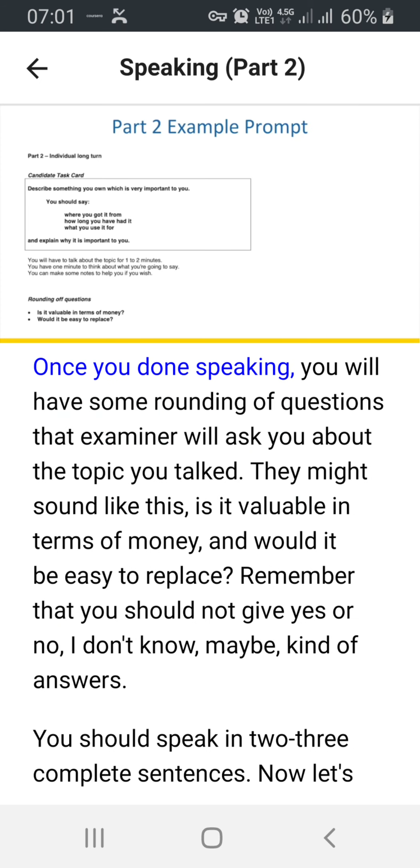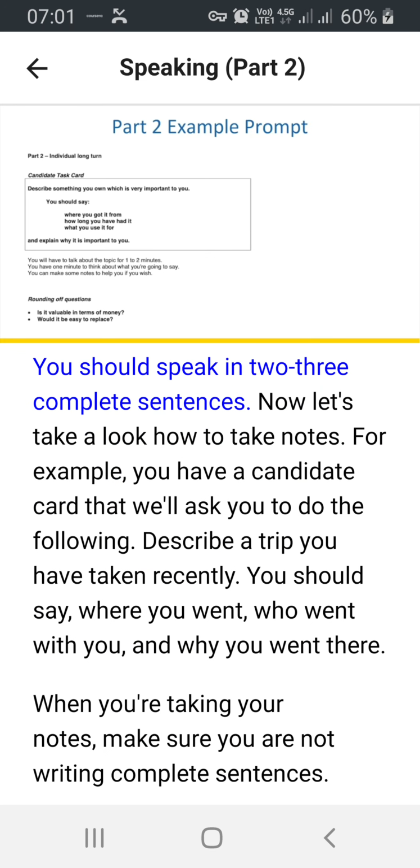Once you're done speaking, you will have some rounding off questions that the examiner will ask you about the topic you talked about. They might sound like this: is it valuable in terms of money, and would it be easy to replace? So remember that you should not give yes or no, I don't know, maybe kinds of answers, and you should speak in 2-3 complete sentences.